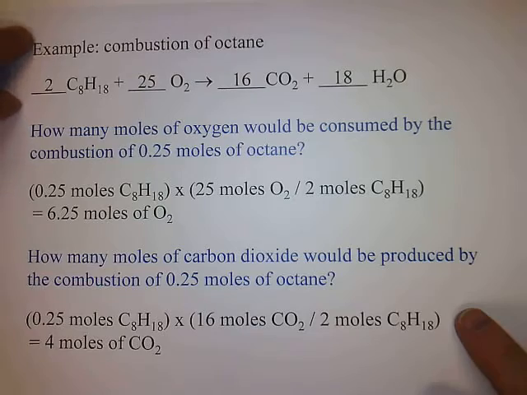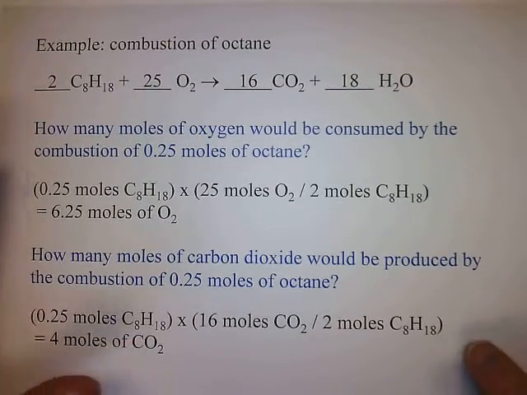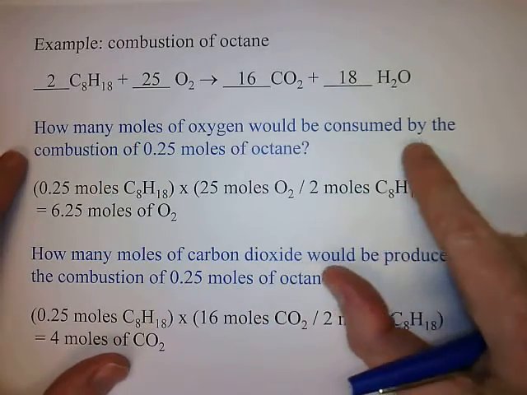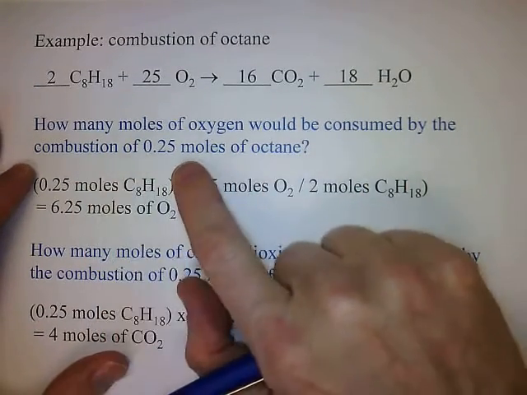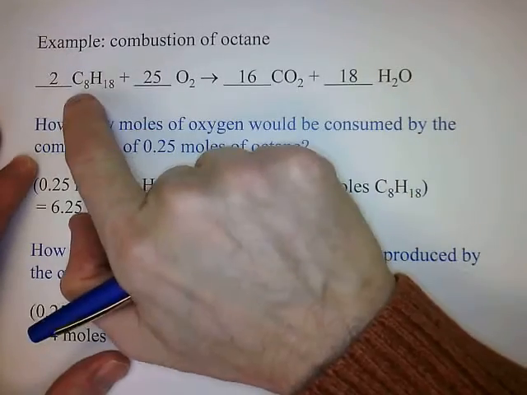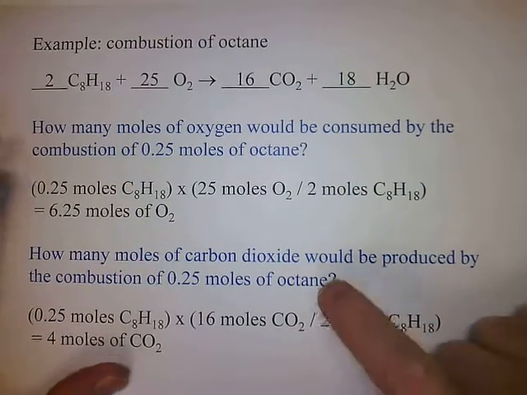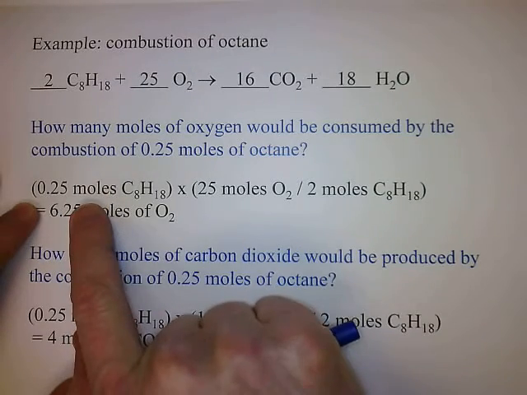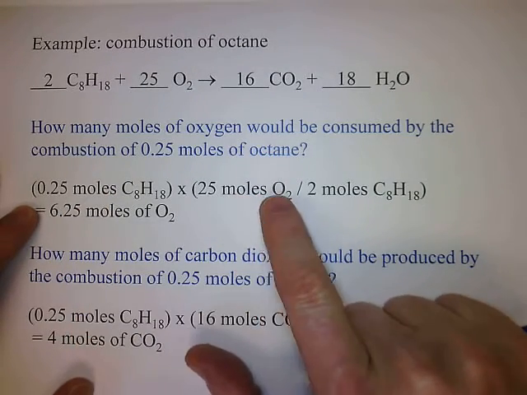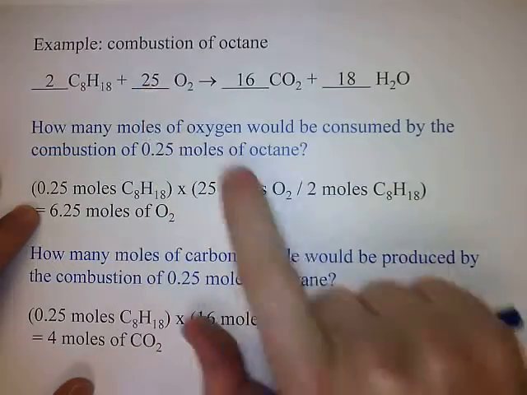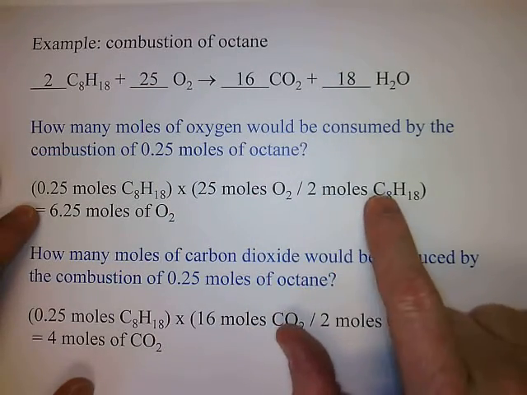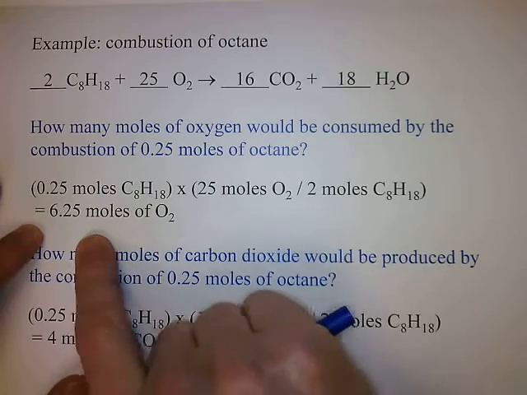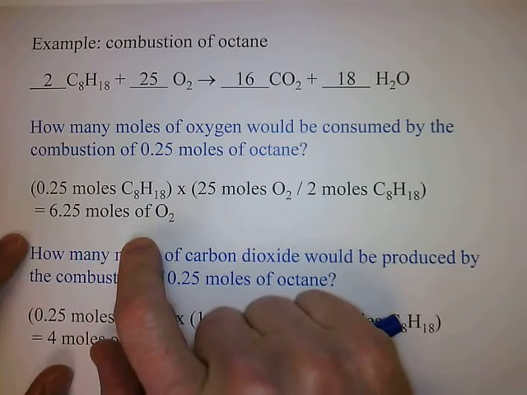So let's continue using this as an example. Let's ask a couple of questions here. For example, how many moles of oxygen would be consumed by the combustion of 0.25 moles of octane? So we take the 0.25 moles of octane and we multiply it by the mole ratio. 25 moles of oxygen per 2 moles of octane says that 6.25 moles of oxygen would be consumed.